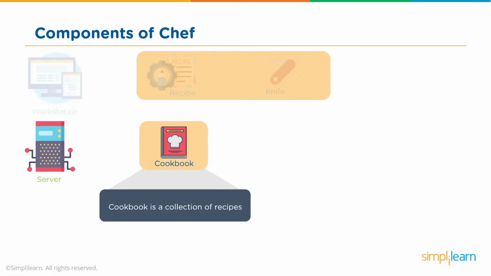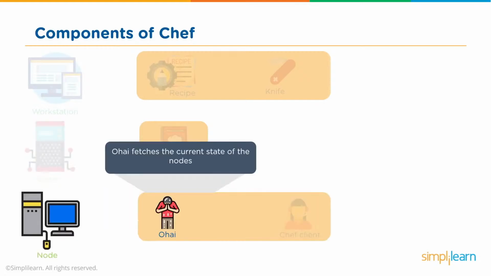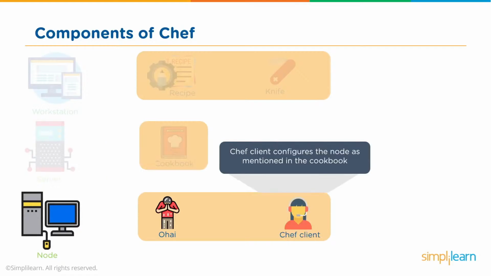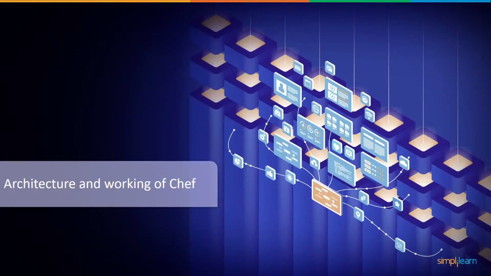And you would use that cookbook with Chef to ensure that the state of each of those nodes is consistent. Then Ohai fetches the current state of your nodes, and the Chef client configures the nodes as defined within your cookbook. So let's step through the architecture and working environment of Chef.